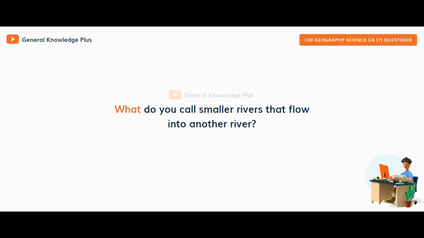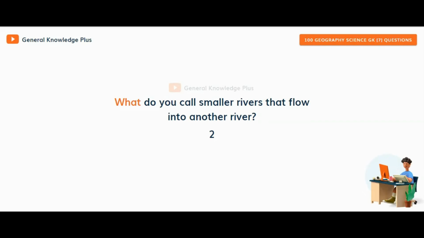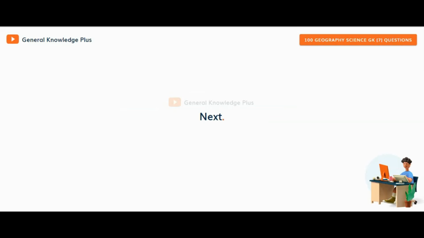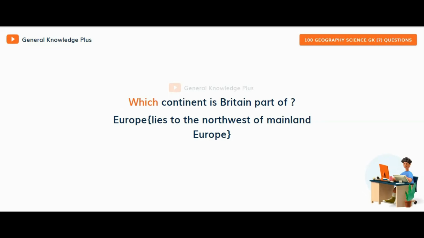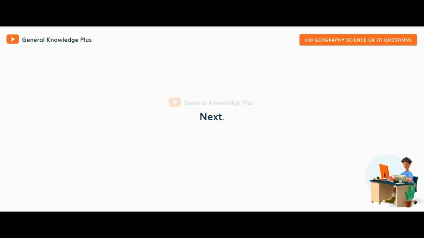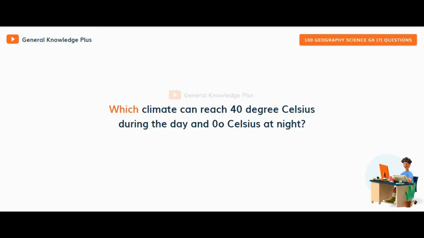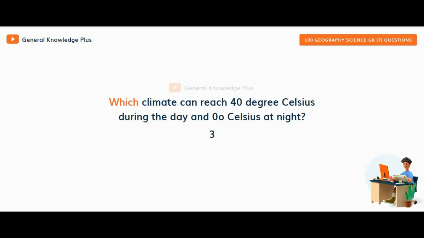What do you call smaller rivers that flow into another river? Tributaries. Which continent is Britain part of? Europe; it lies to the northwest of mainland Europe. Which climate can reach 40 Celsius during the day and 0 Celsius at night? Arid or deserts.